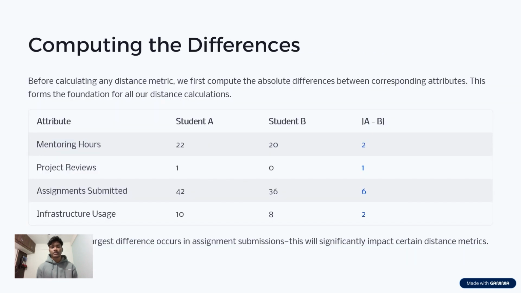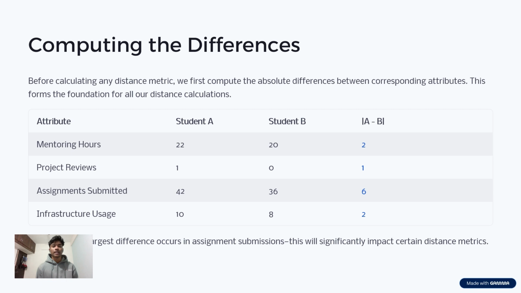Now let's compute the differences. Before using any formula, we first compute the absolute differences for each attribute. As shown in the given table, notice that the biggest difference is 6, in the number of assignments submitted. This will strongly influence some distance metrics. A minus B is the largest at 6 for assignments submitted, and the least for project reviews, which is 1.